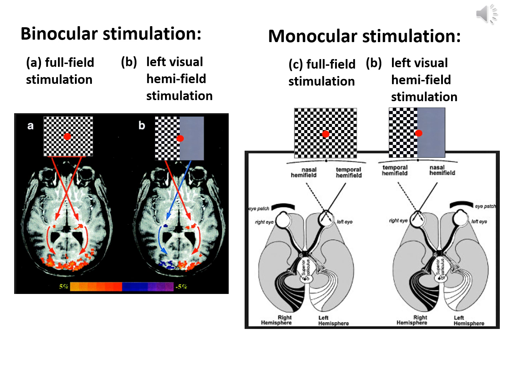In example C, the left eye is covered and only the right eye is stimulated with a full field stimulation. This is a right monocular full field test. In example D, the right eye is occluded and the left eye is stimulated. However, the stimulus is a left visual hemifield stimulation, which activates the nasal hemifield of the retina, also called the right retinal hemifield of the left eye.